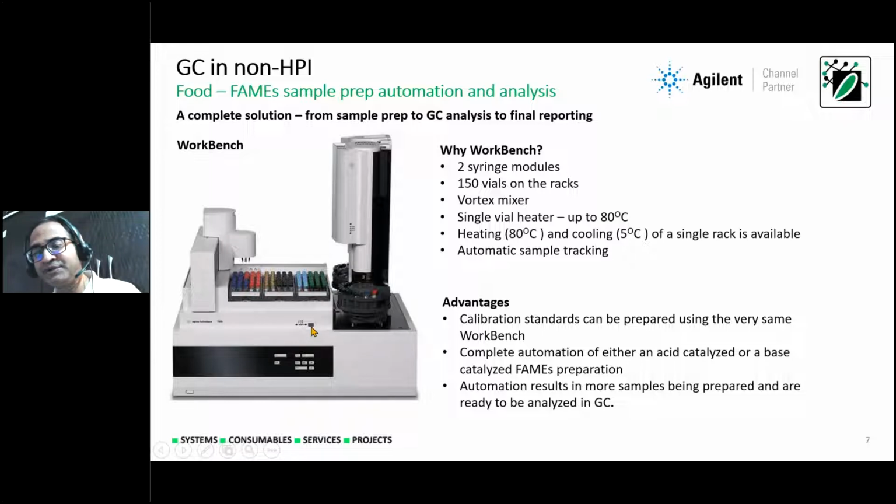Your sample will be ready here, and then you will be able to take the samples and load these samples directly onto the GC for the further analysis. And you can simply remove the rack here and put this rack as it is on your GC tray if you have that 150 vials tray, and then you can simply start the sequence if you need to. So that is also the advantage. So this is where the workbench is really useful when it comes to doing the sample prep automation.